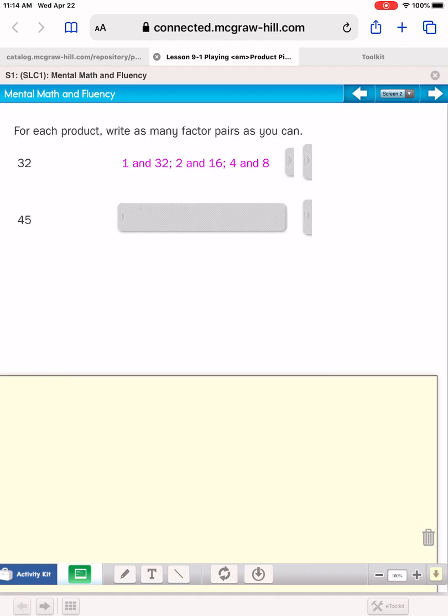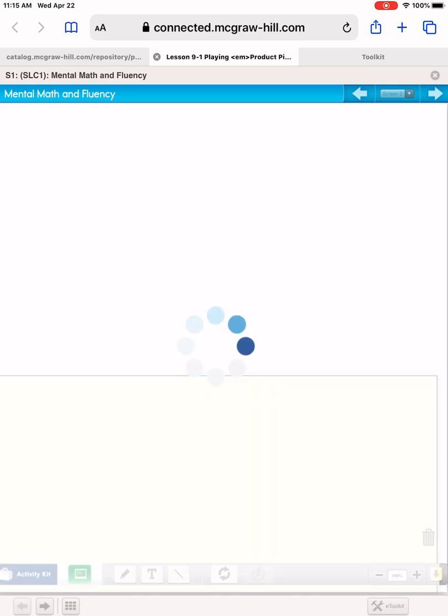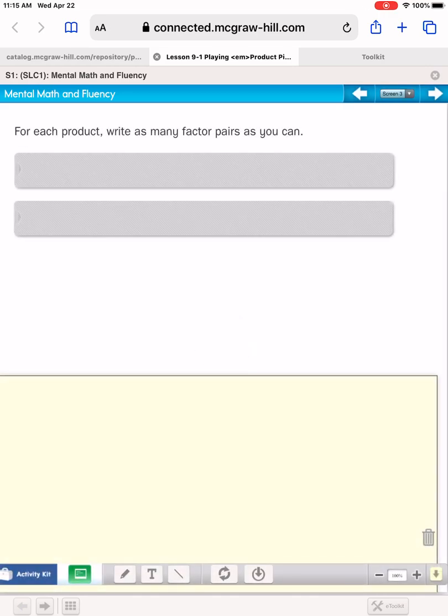How about for the number 45? How many factor pairs can you find for the number 45? There were 3 again. 1 and 45, 3 and 15, and 5 and 9. Each of those pairs multiply to equal 45. All right, 2 more, and they're a little larger.